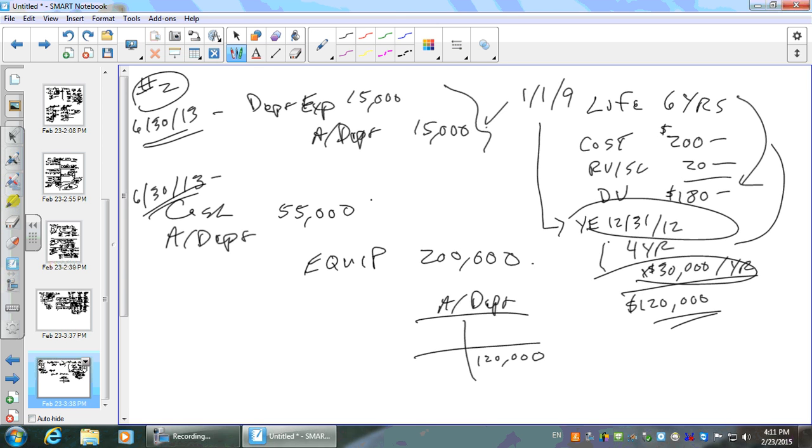And then what would you do when you sell it? Well, you got to get rid of what's in accumulated depreciation, don't you? How much is in there? You just put 15 more in. 120 at 30,000 a year for 4 years, right? It's the 120 that came in there. Everybody see where that came from?